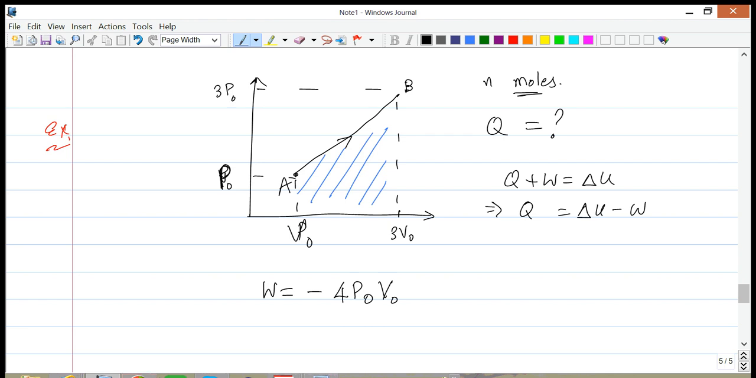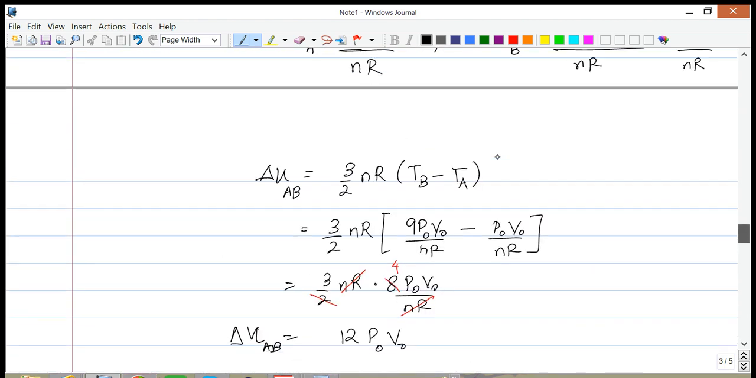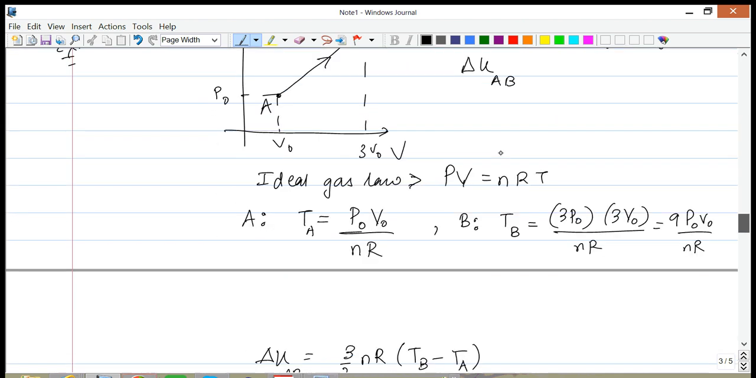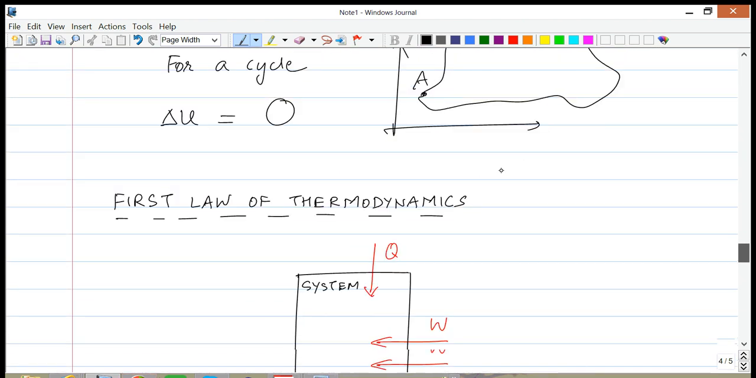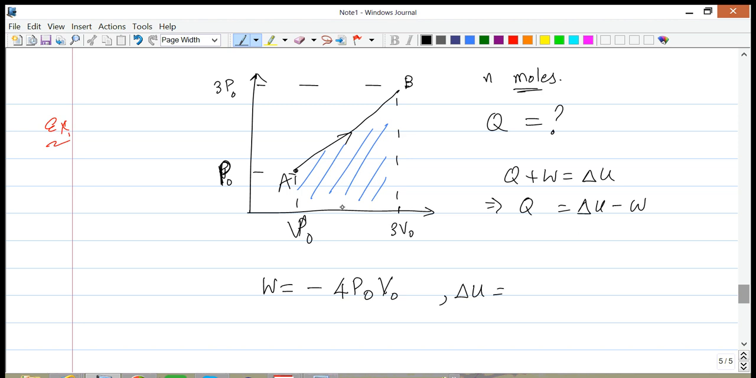Now, on the other hand, let us find the internal energy change, which was something we did in the previous video. The change in the internal energy for the process A to B happened to be 12 P0 V0.